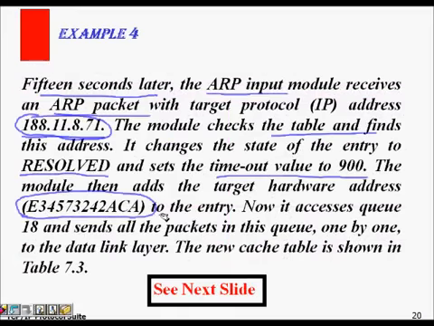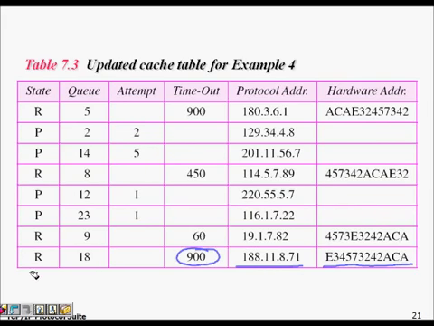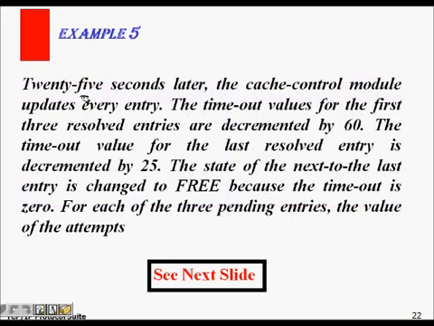So what was the address? 188.11, this is there, and I found its MAC address. I put a timeout like this. It is in Q18, so whatever packets are coming to it will be forwarded to Q18. Next, 25 seconds later, the cache control module updates every entry. So we started at time 0, then there was 25 seconds, after 15 seconds, then 20 seconds, 15 seconds, 35 seconds plus 25. Overall it became 60 seconds.